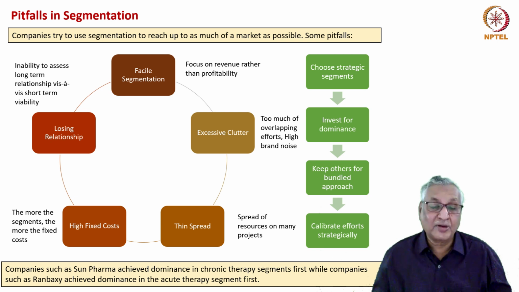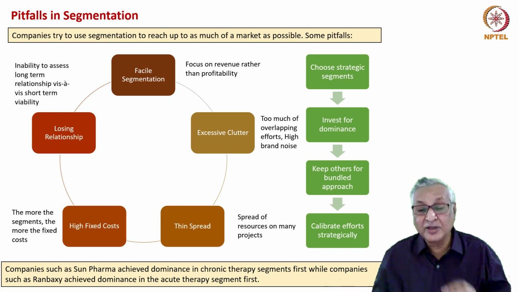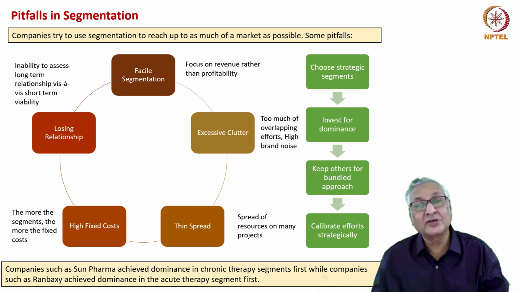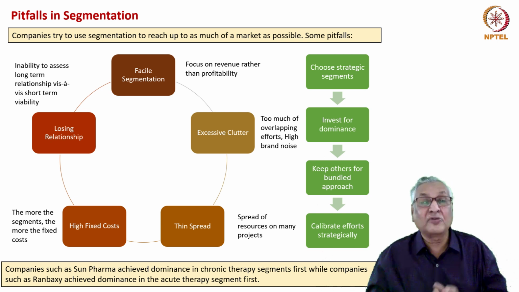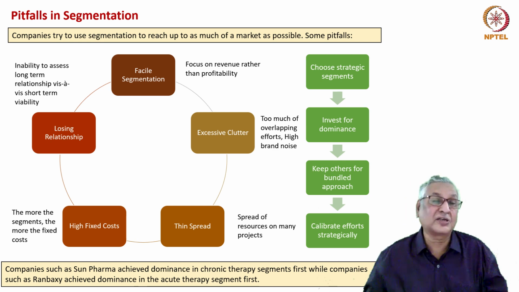Companies such as Sun Pharma achieved dominance in chronic therapy segments first, while companies such as Ranbaxy achieved dominance in the acute therapy segment first. So there is a way to segment a market and then consolidate yourself in that segment, instead of trying to segment it far too much and then getting into the pitfalls as I have discussed so far.